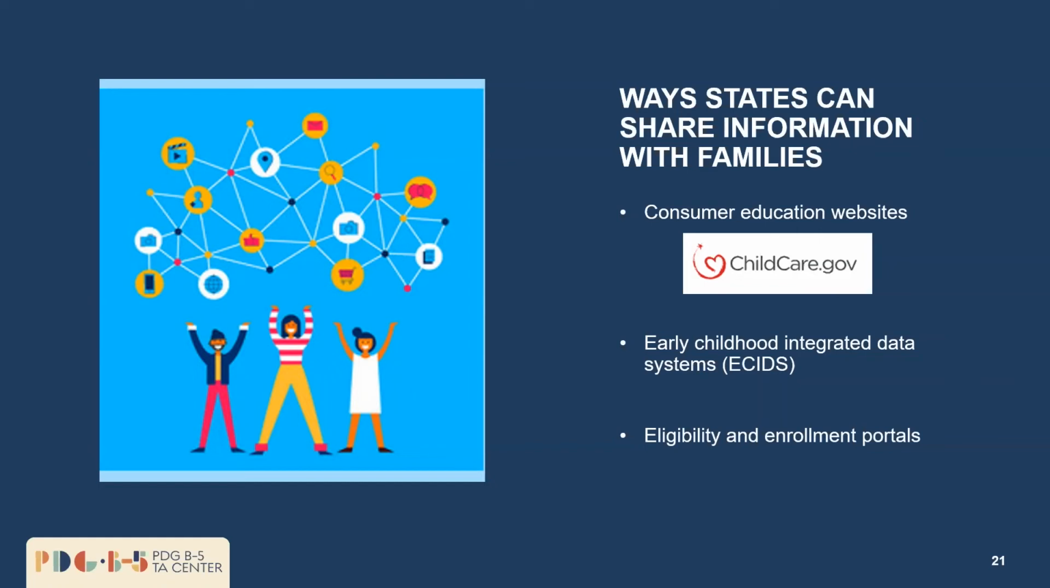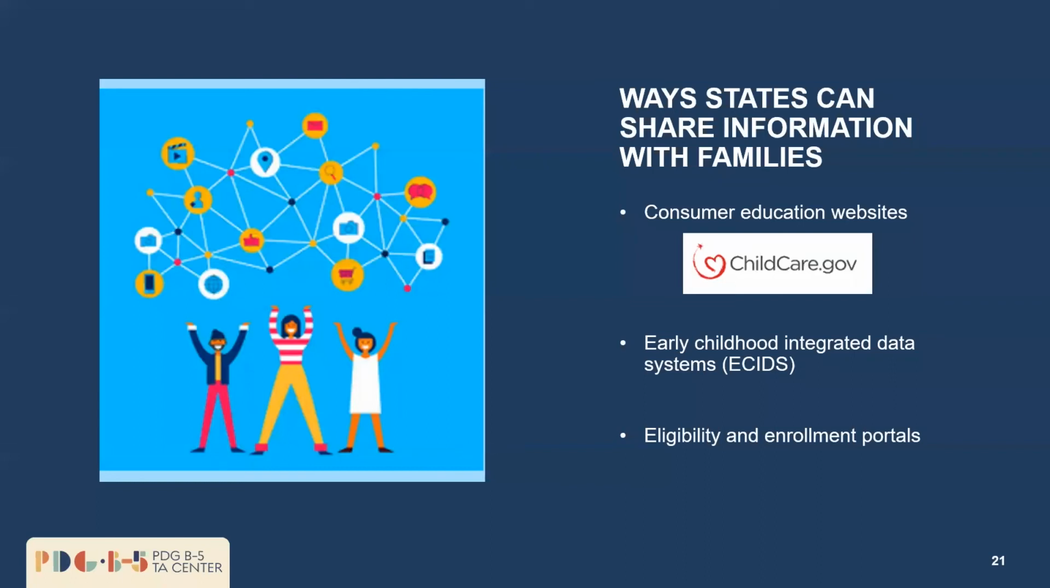There are some states who have created early childhood integrated data systems, or ECIDSs, that target family choice and parent knowledge as an important use case. So they're collecting and creating integrated data that will help inform parents about choices for programs.